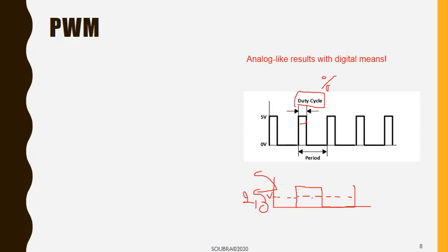So if you're going to create a PWM signal with a 50% duty cycle, this means that 50% of your period you'll be spending it up, and the other 50% you'll be spending it down. This means that you get 50% of the whole voltage.